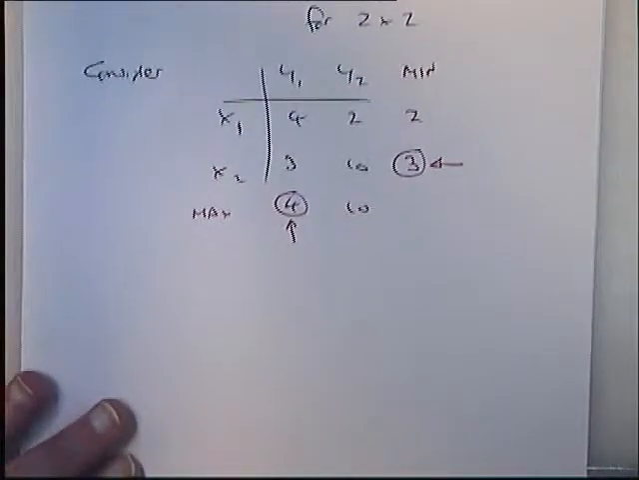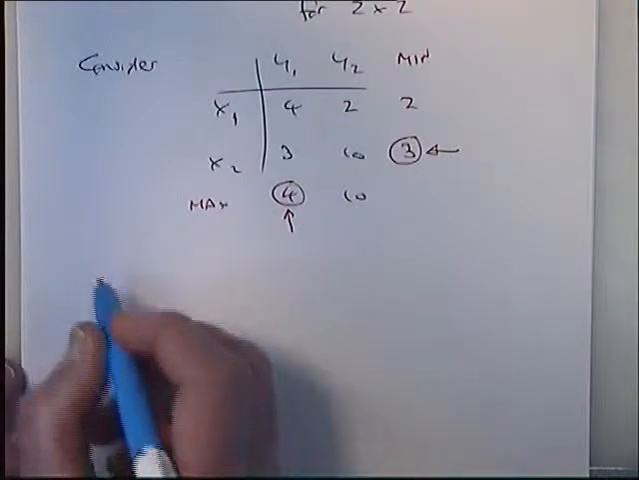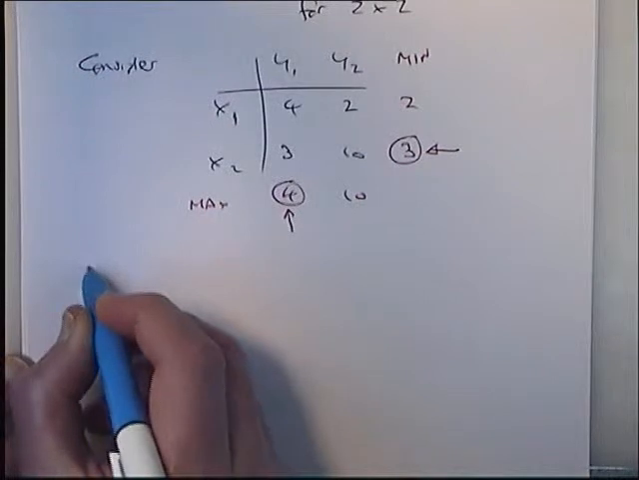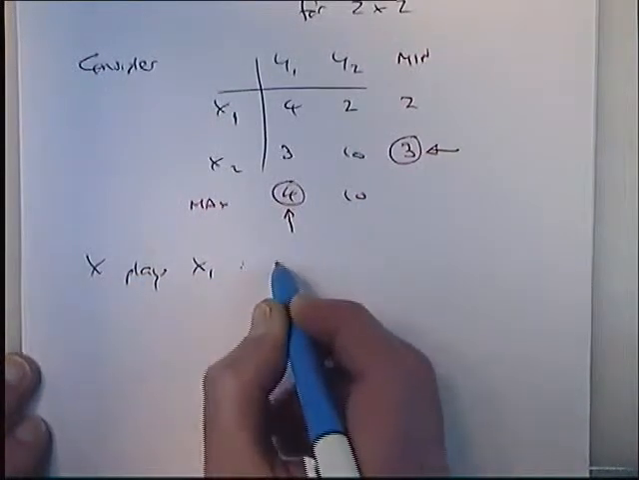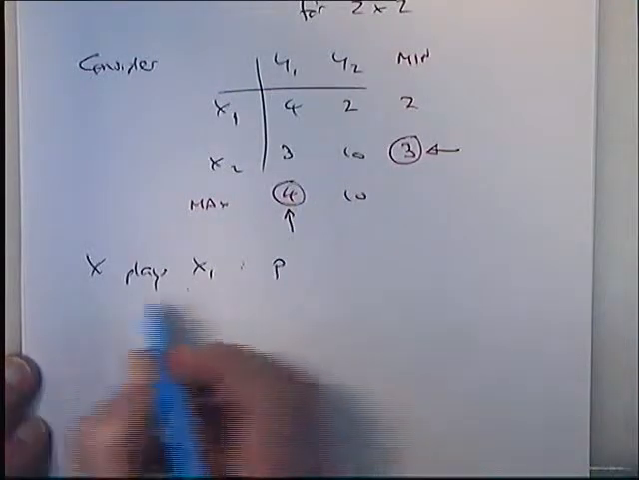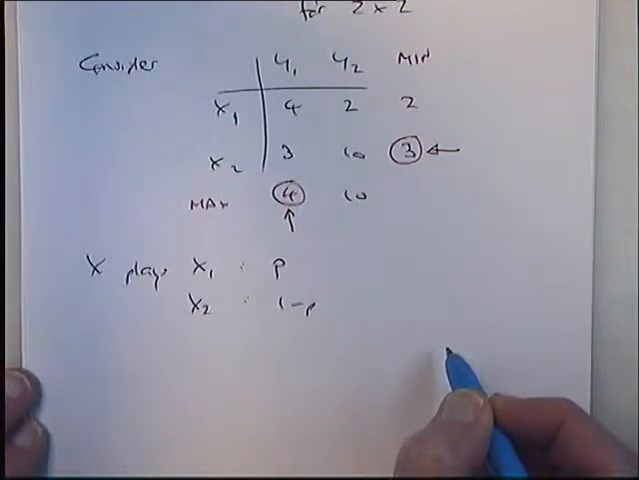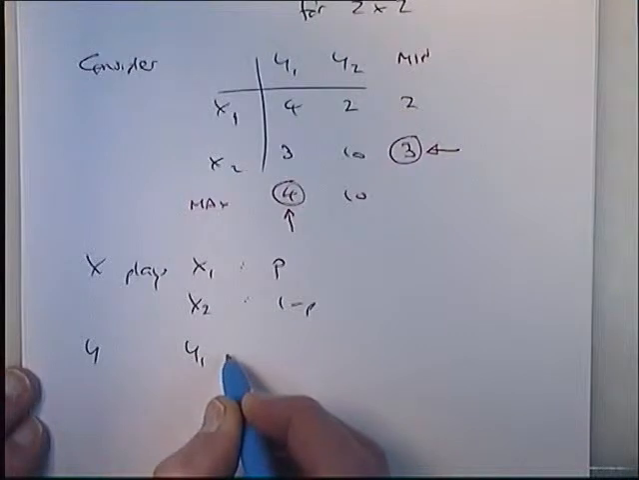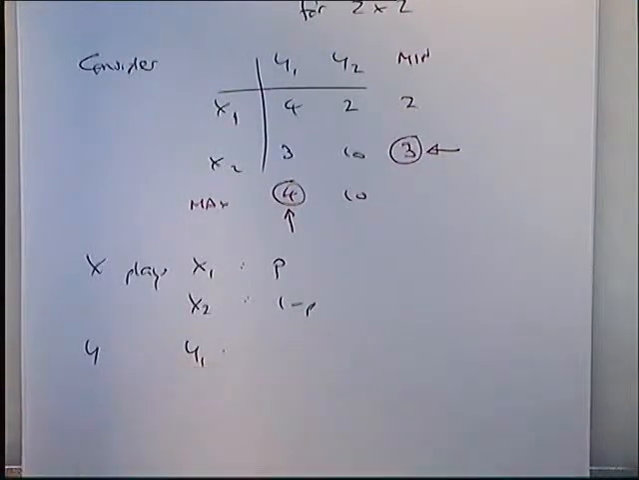So what we're going to do now is work out what proportion of the time X should play strategy 1 and should play strategy 2, and similarly for Y. So we need to first of all put some probabilities on here, and we'll have X plays strategy X1 with probability P, and X plays strategy X2 with probability 1 minus P. And we'll define for Y as well. Y will play strategy Y1. Well, we'll move on to that bit in a minute.